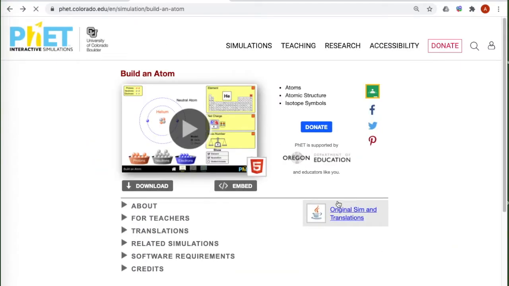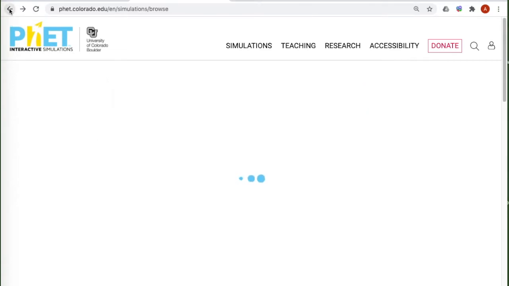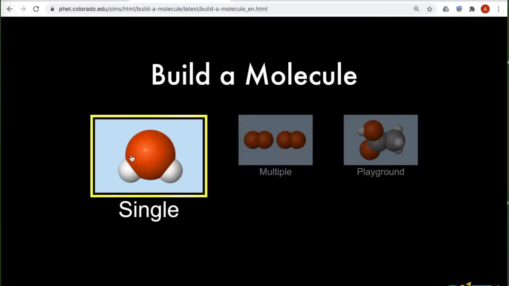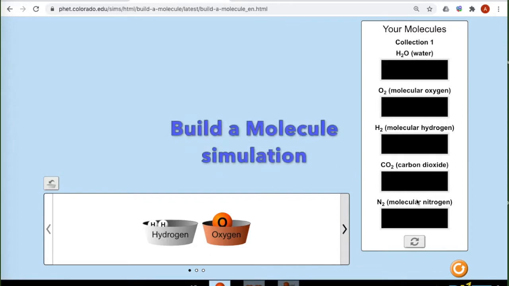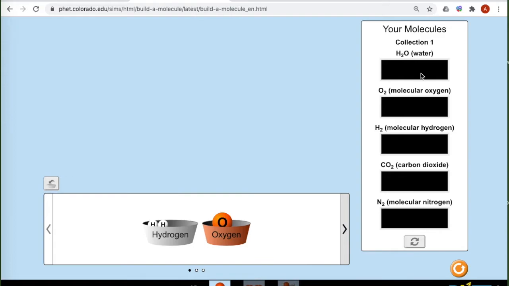Let's take a look at build a molecule. Okay, we got some really nifty sound effects. Let's go ahead and turn those off. So here are some collections of molecules that I want. This is H2O, which means we have 2 hydrogens bonded with 1 oxygen. And this would be covalent or ionic? That would be covalent because you have a nonmetal bonded with a nonmetal.